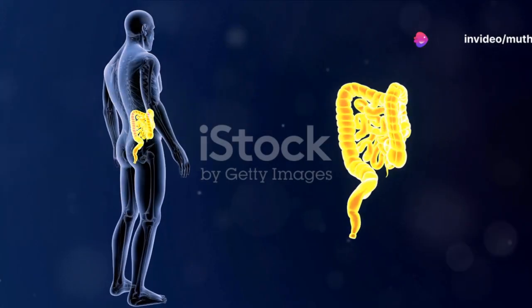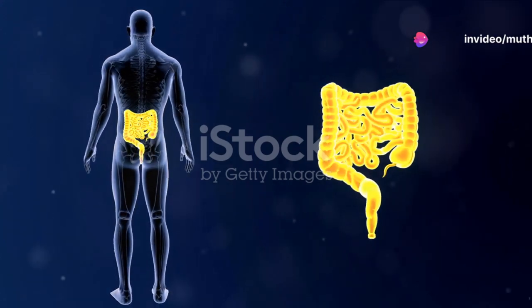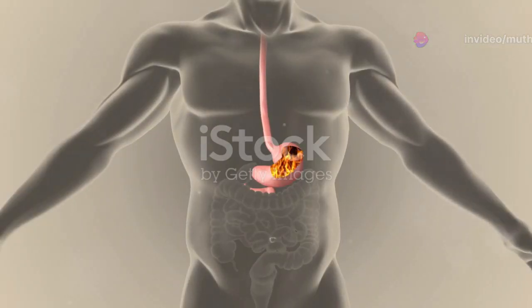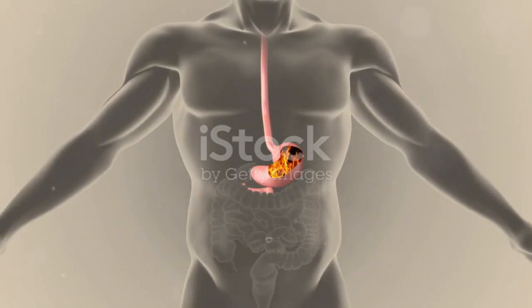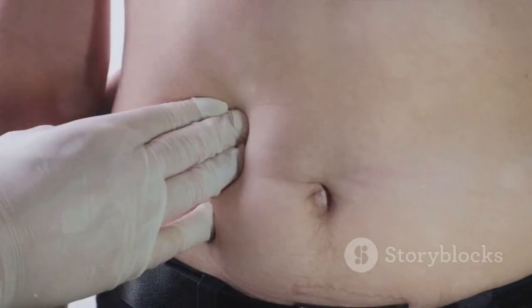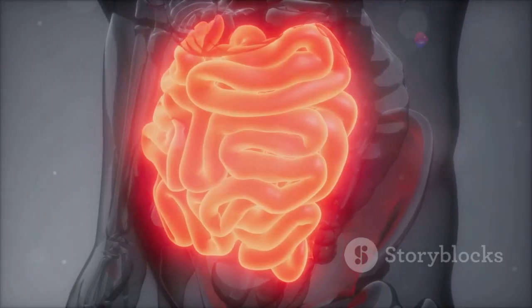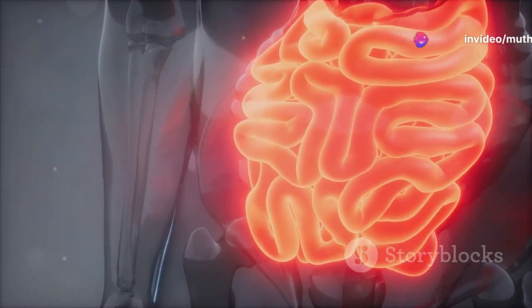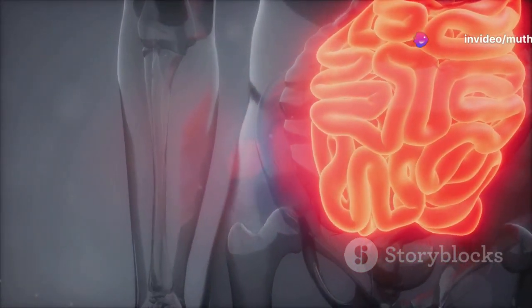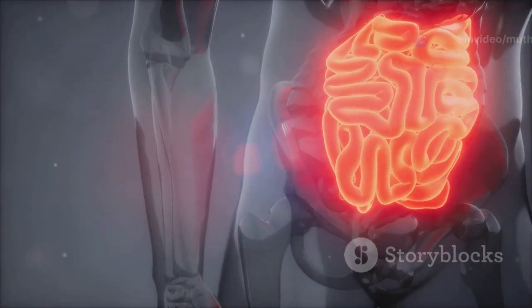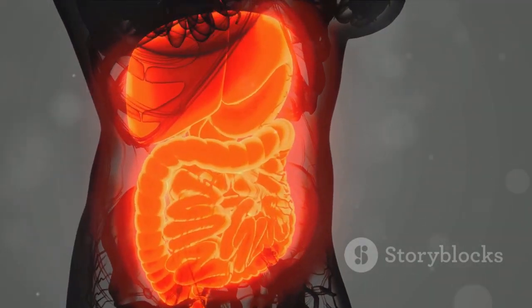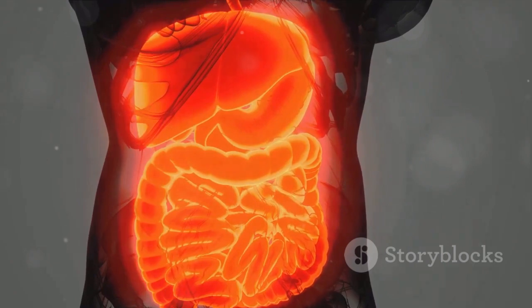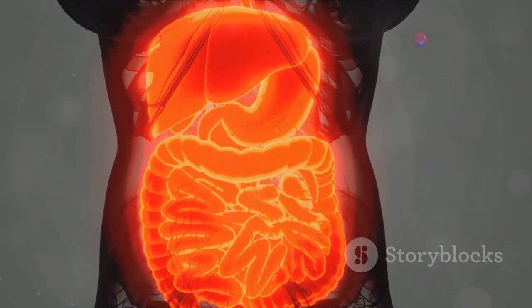Now, let's touch on some common digestive disorders. Acid reflux occurs when stomach acid flows back into the esophagus, causing heartburn. Gastritis involves inflammation of the stomach lining. Irritable bowel syndrome affects the large intestine, causing symptoms like cramping, abdominal pain, bloating, gas, and sometimes diarrhea or constipation. Additionally, bowel irregularities relate to problems with stool consistency and bowel movement frequency.